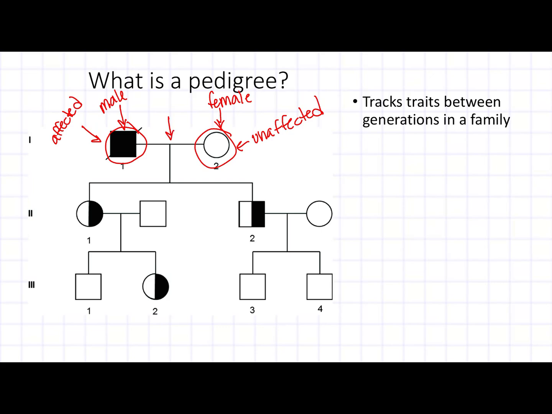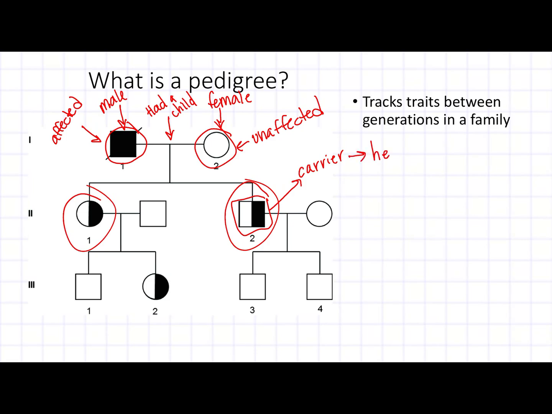This line right here means that they had a child or children. And so these people had child 1 and child 2, a girl and a boy. And these half shaded ones mean that the person is a carrier. So when we're looking at whether somebody has the homozygous or the heterozygous condition, the carrier we know is somebody who is heterozygous. So we've got 3 people in this family who are heterozygous. The rest are unaffected.